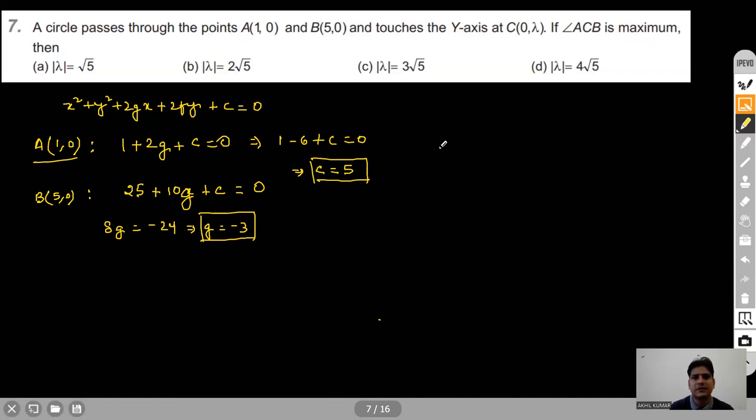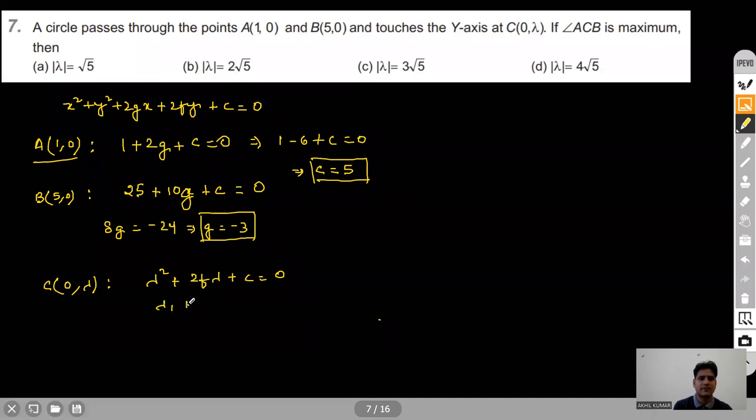And this circle is touching the y-axis at (0, lambda), right? So this point should also satisfy the equation of the circle. Put x equal to 0 and y equal to lambda in the equation. We will get lambda square plus 2f lambda plus c is equal to 0. Now the roots of this quadratic in lambda will give the y-intercept which this circle makes on the y-axis. But since it only touches, both roots are repetitive in nature, right?